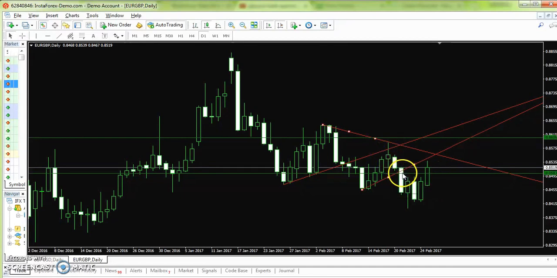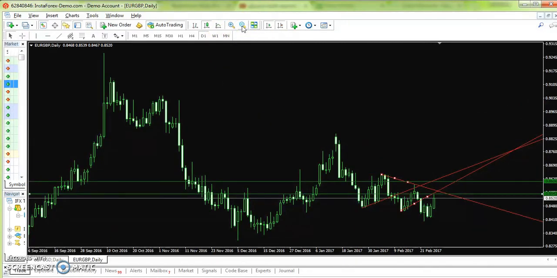So my trade on Euro GBP: sell this pair at a level of 0.8543, with stop loss at 0.8606. Now I'm seeing my target. The ideal target should be somewhere around 0.8328. So this is my trade.